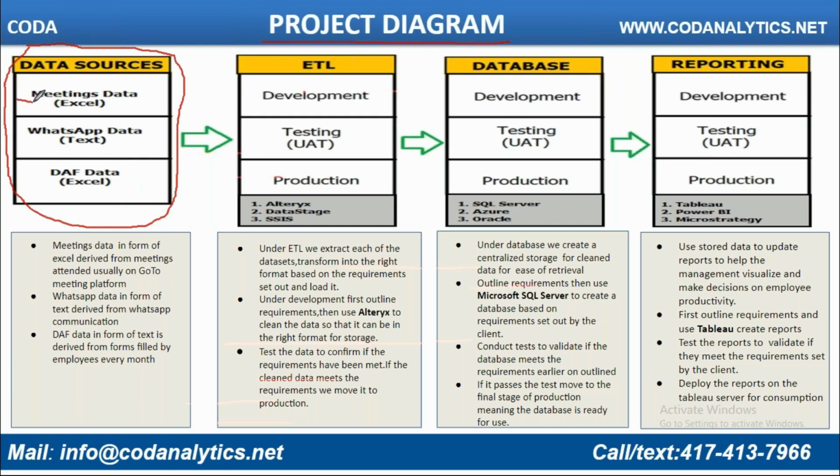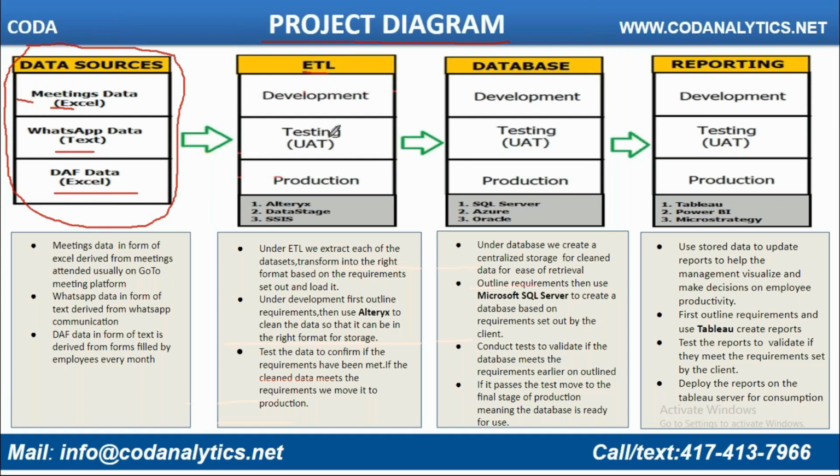We have the meeting data, which is in Excel format. We also have WhatsApp data, which is in text format. Then we have the DAF data, which is in Excel format. So all these data sets are now subjected to the ETL process.